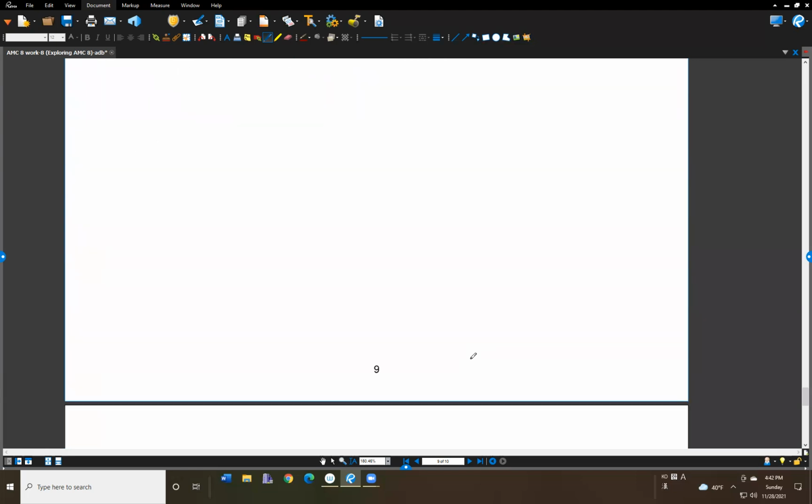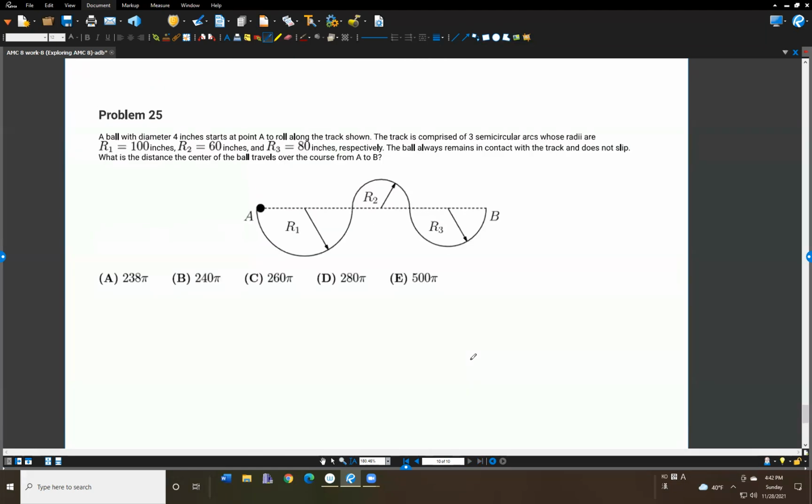Okay. All right, the last number is 25. A ball with diameter 4 inches starts from A to run along the track down. The track is comprised of 3 semicircular arcs whose radii are R1 is 100, R2 is 60, R3 is 80. Okay, the ball always remains in contact. It doesn't come away from the line, or just sticks to the line and does not slip. What is the distance the center of the ball traveled over the course?